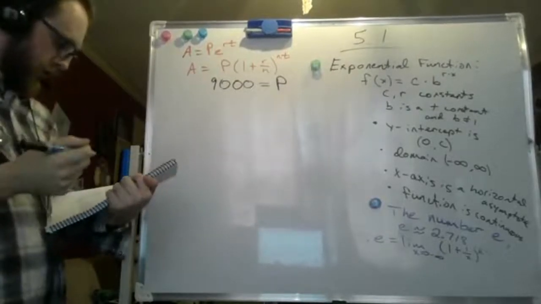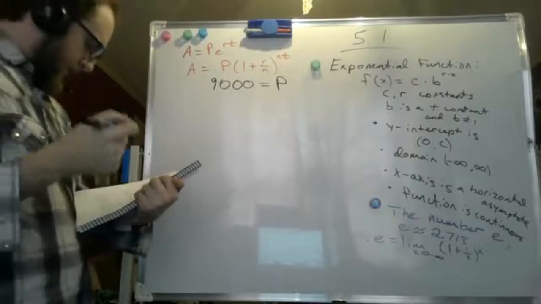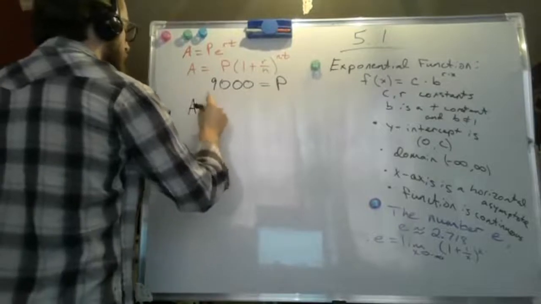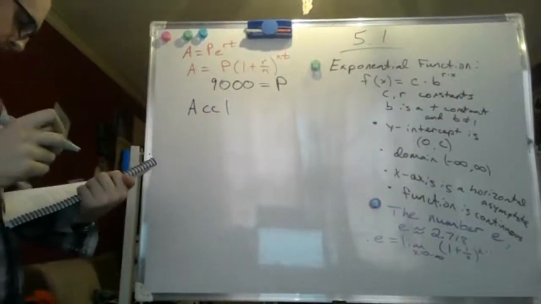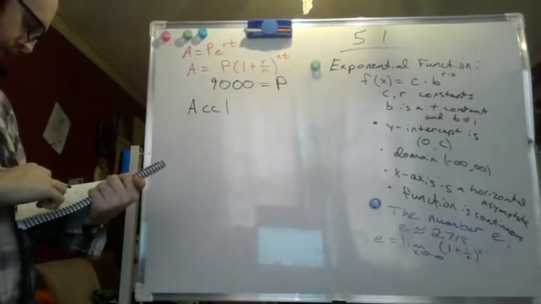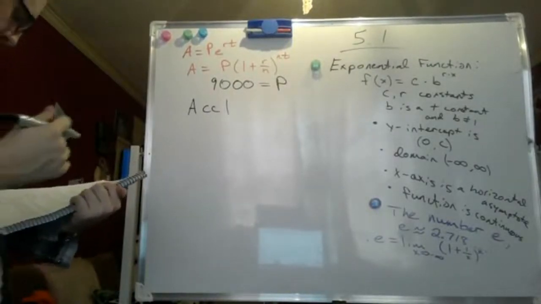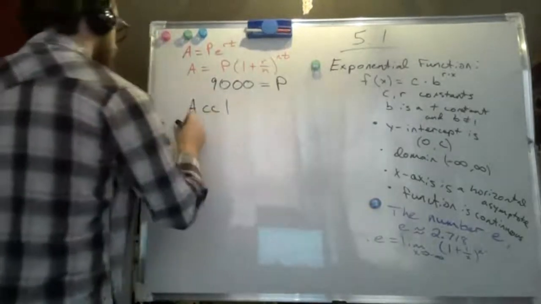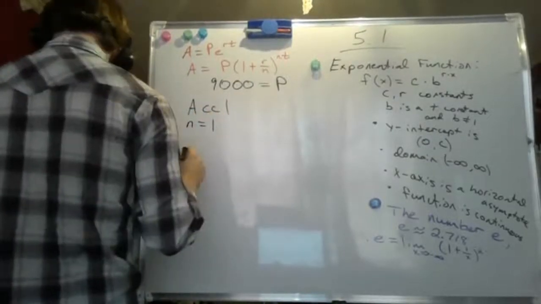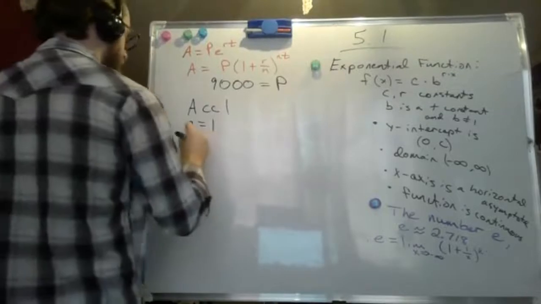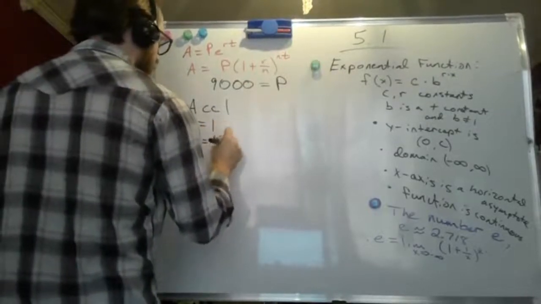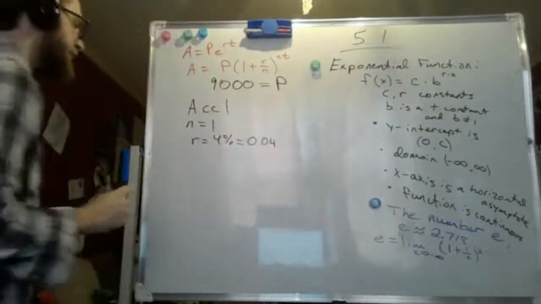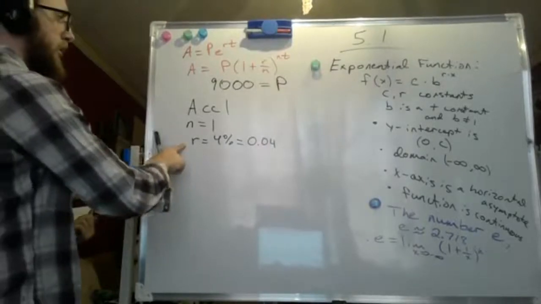She has determined that her two best bets are an account that can compound annually. So she's got two accounts she's comparing. Account 1, I'll abbreviate that as ACC1, is an account that compounds annually. So how often does it compound? Once a year. So here, n equals 1. It compounds annually at a rate of 4%. So R equals 4%, or in other words, 0.04 as a decimal. Okay, so we got our N, we got our R, we got our P.